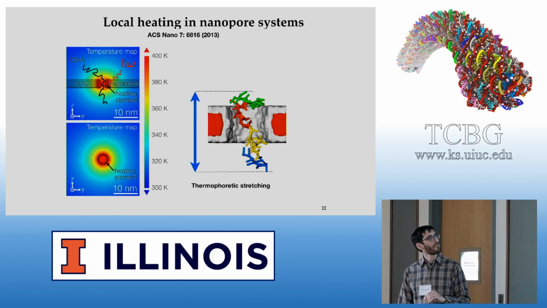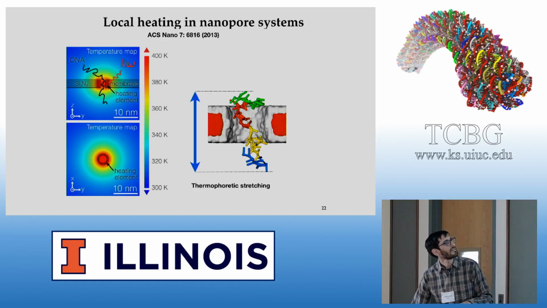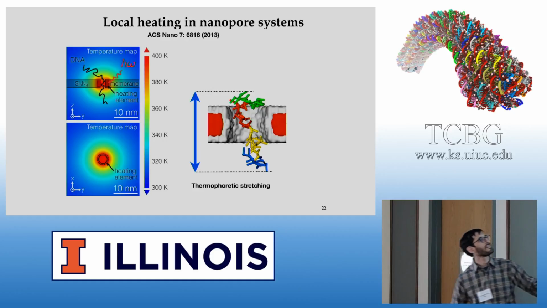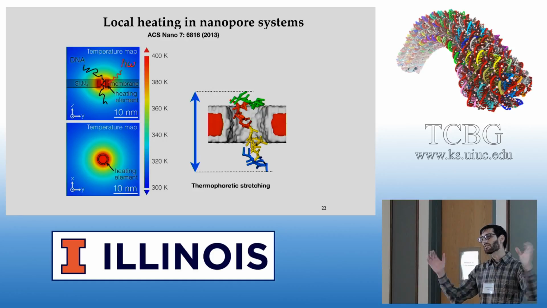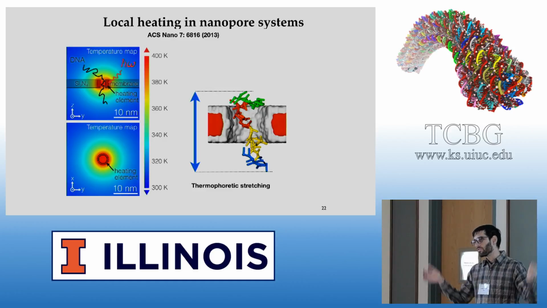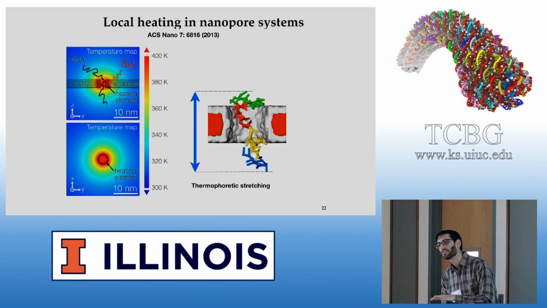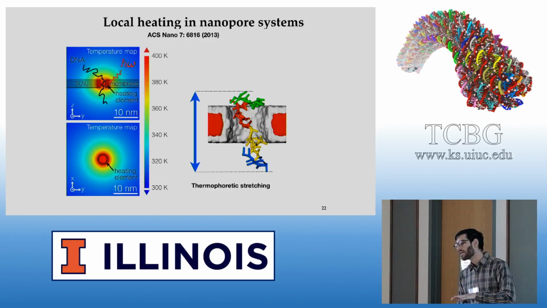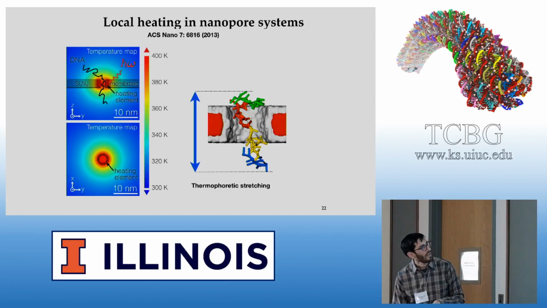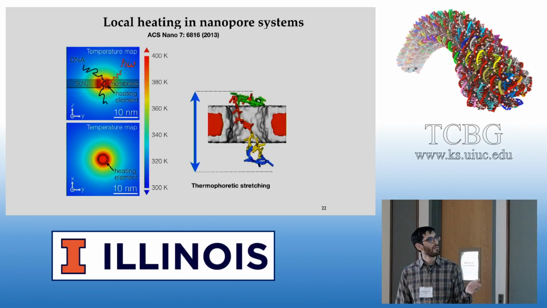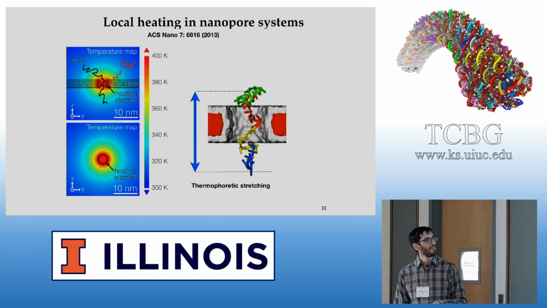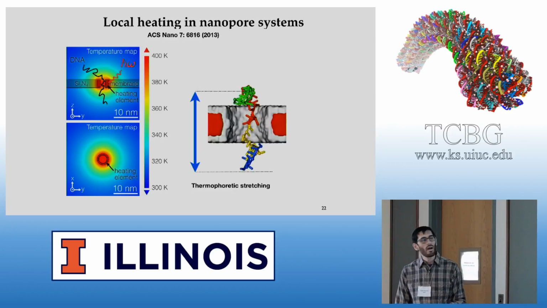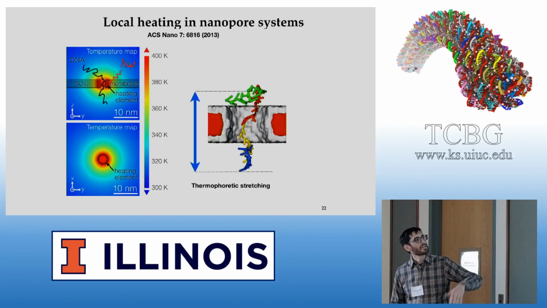And so we ran some continuum simulations of a nanopore that has sort of an annulus of a conducting material that would heat up when you shine a laser on it. And we looked at how that heat dissipates in space. And so we ended up getting these temperature maps, and we ran all-atom simulations of DNA in a nanopore with the temperature gradient like this applied.